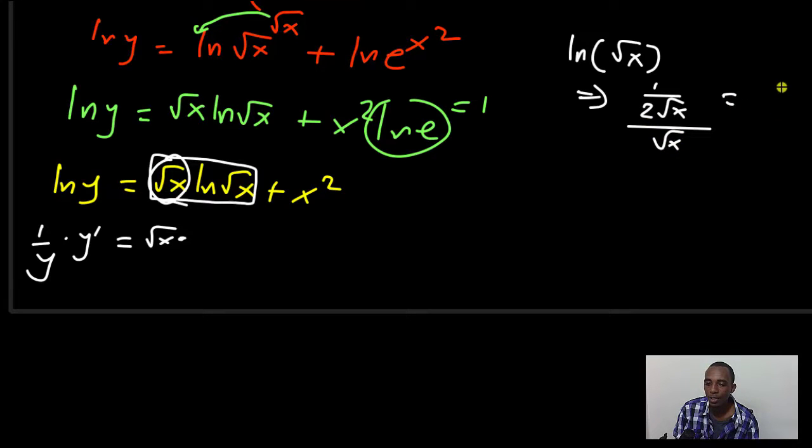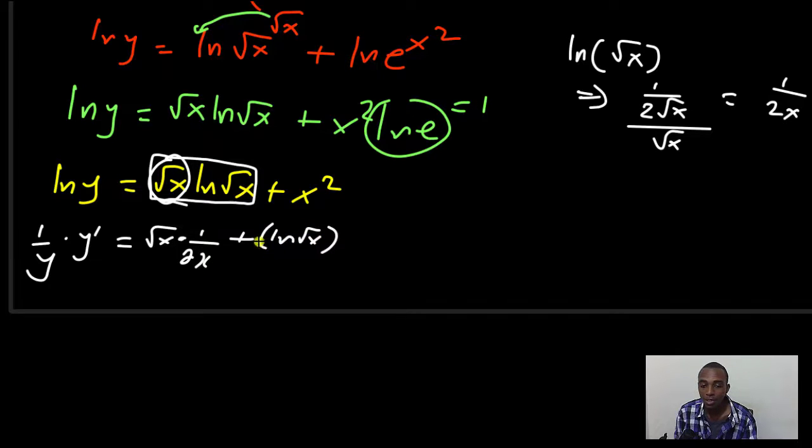So you'll essentially have 1 over 2 root x times root x. So that's going to be 1 over 2x. So there we have it. Plus, now I keep the natural log of root x constant, and I take the derivative of root x, which again is 1 over 2 root x, plus the derivative of x squared, that's 2x.